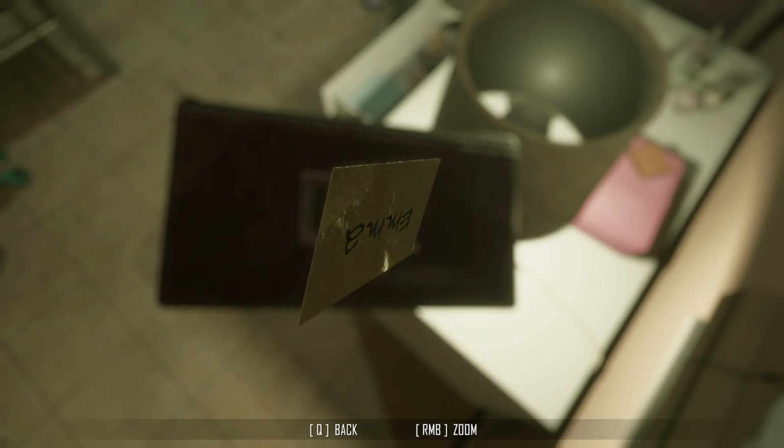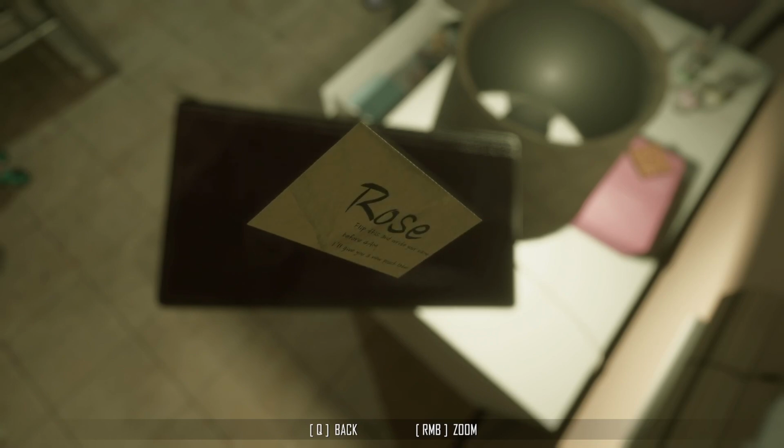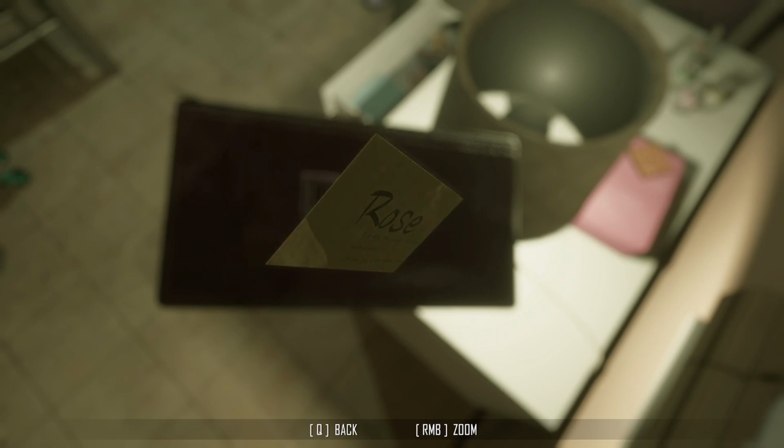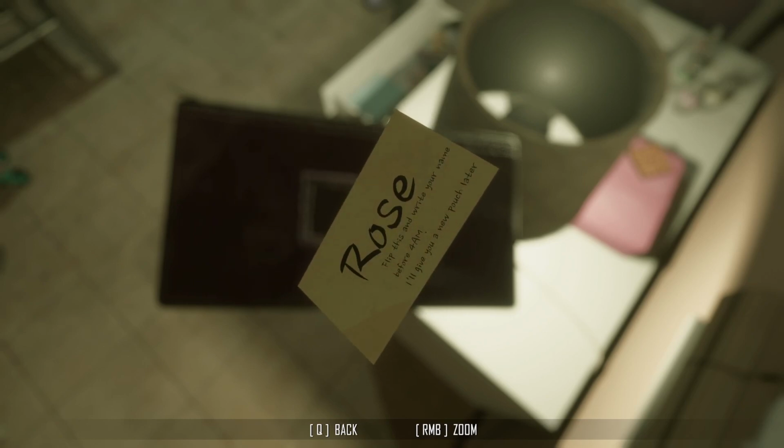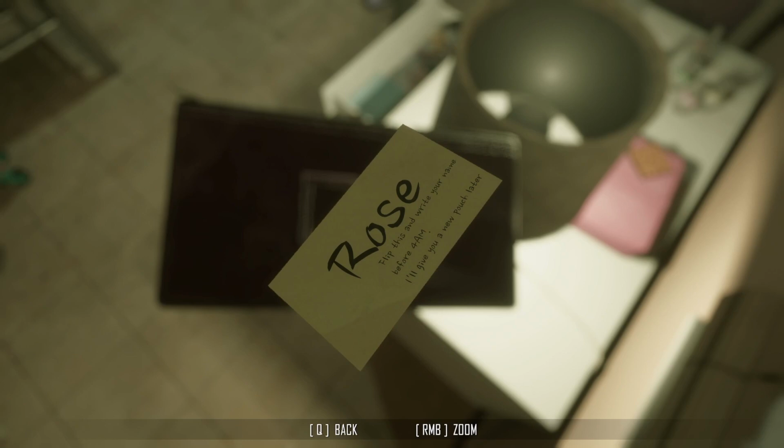Come on. Turn around properly. It's not as easy unless I'm missing some other buttons. Flip this and write your name before 4 a.m. I'll give you a new pouch later.